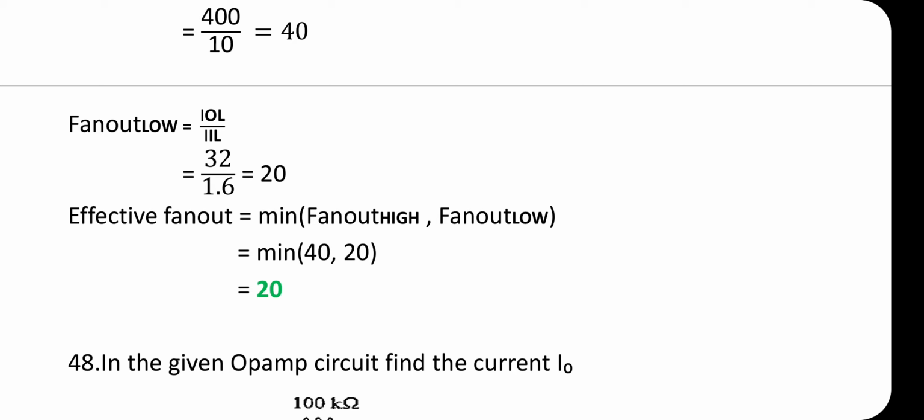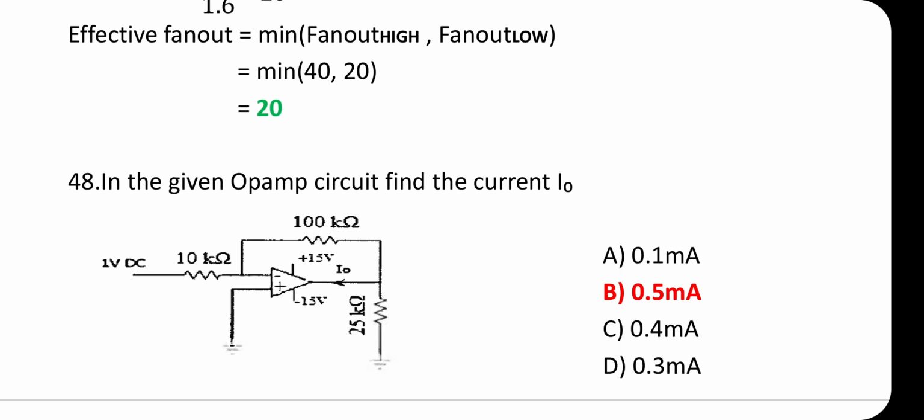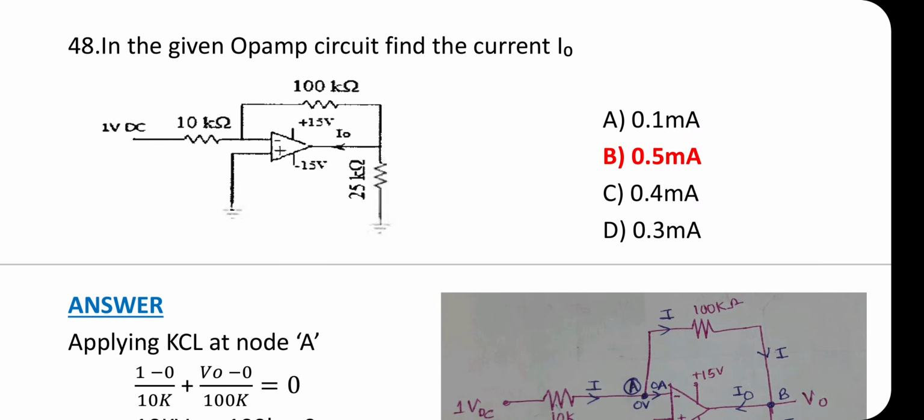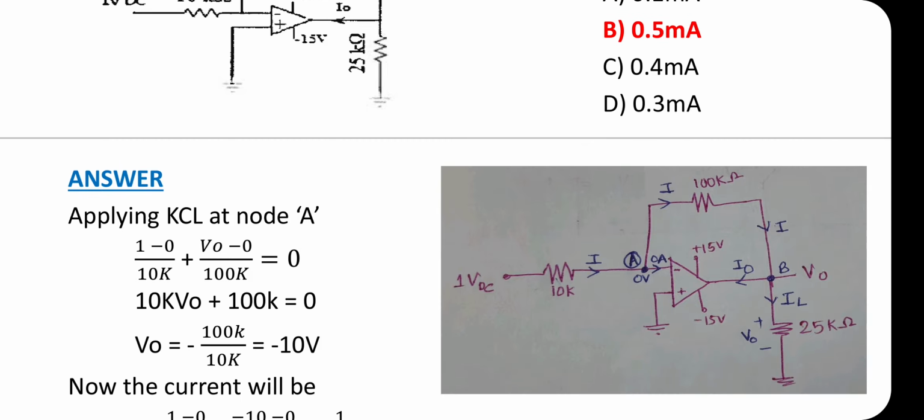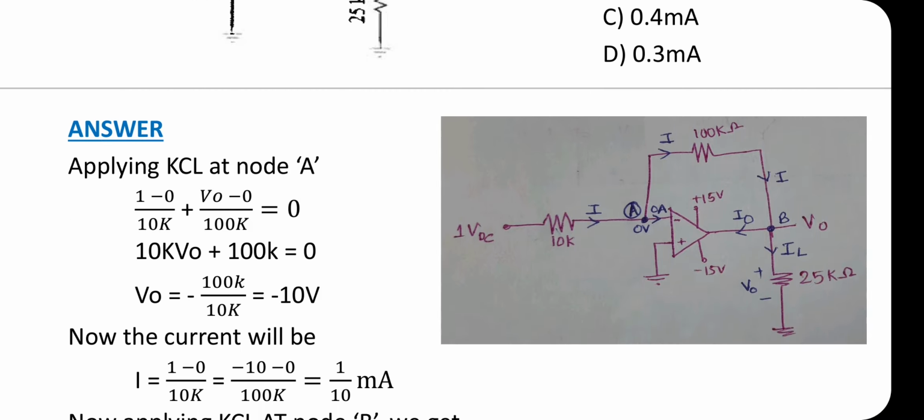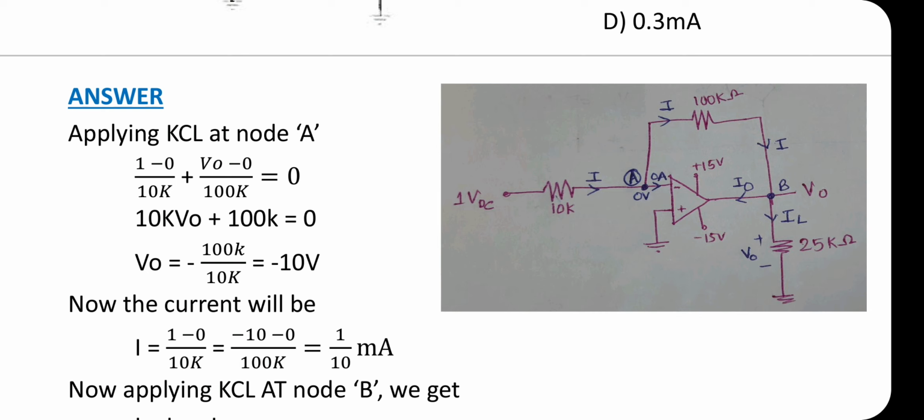In the given op-amp circuit, find the current I naught. The answer of question number 48 is option B, 0.5 milliampere. Applying KCL at node A, using the virtual ground concept, the potential at the inverting terminal and non-inverting terminal must be virtually equal under the following conditions. The op-amp must be ideal, that is, the open loop gain should be very high, ideally infinite. Negative feedback must be present.